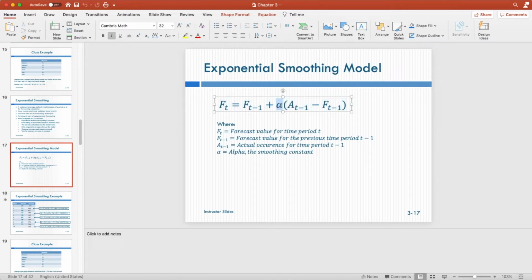We use the adjustment coefficient times this part. Think about it, what's this? This is the difference between the actual market demand and the forecast of the market demand in the last period. So we look at the difference, multiply it by the corresponding adjustment coefficient, and then add this whole thing to the forecast of the last period. Basically, we do some adjustment based on the forecast in the last period in order to get the forecast for the current period. That's it. Very simple.